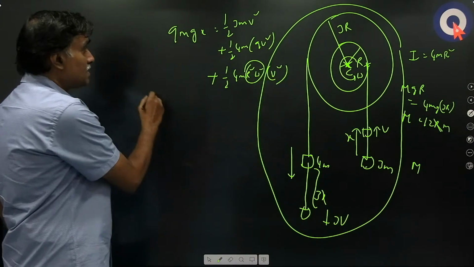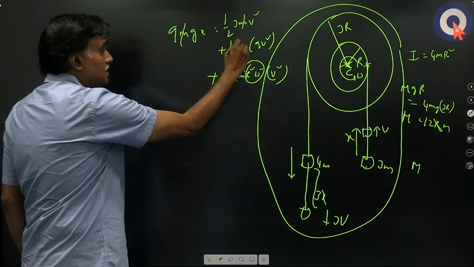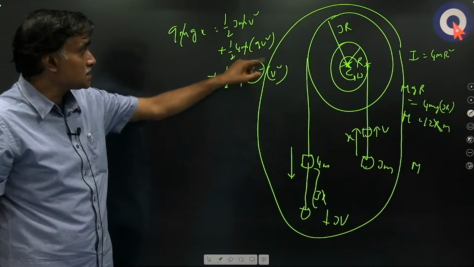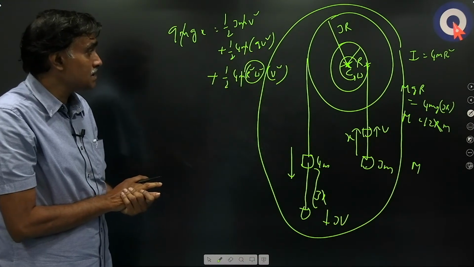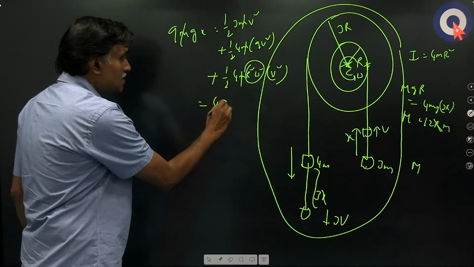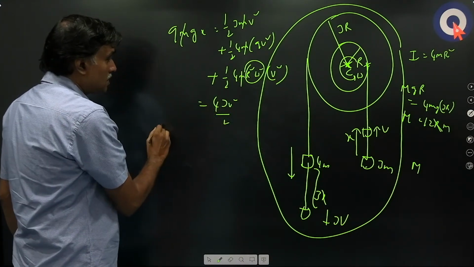That's all. Once again, if I simplify this, m cancels anyhow. What do you get here? 3v square by 2 plus 36. 3 plus 36 is 39. 39 plus 4, 43. Okay. So 43 v square by 2. So what is v square?